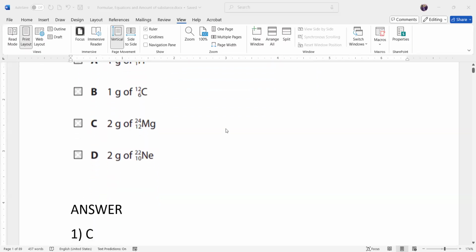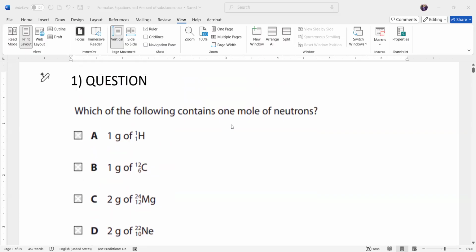So for this question, the correct answer is C. Some of the students mentioned B as the right answer, but the correct answer is C. How is C the right answer? The question is, which of the following contains 1 mole of a neutron?